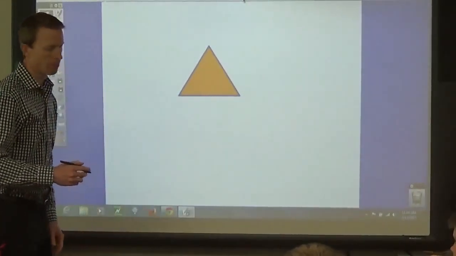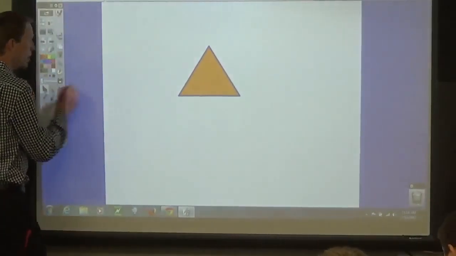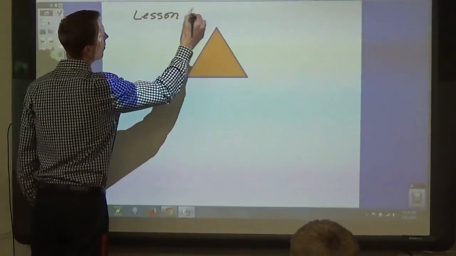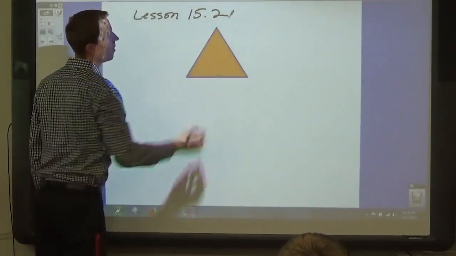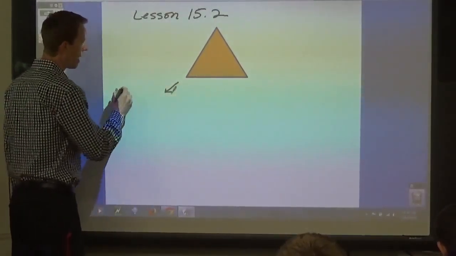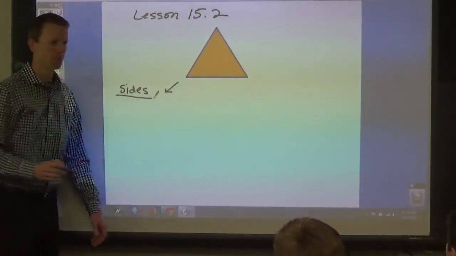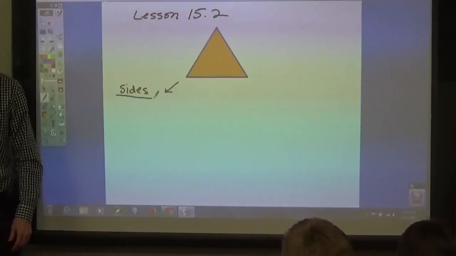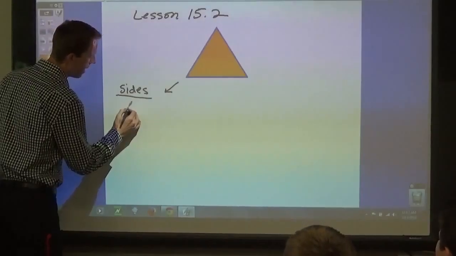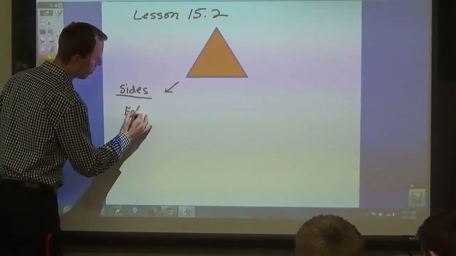Take out your notes and make some notes on this. Alright? First, a triangle. This is lesson 15.2. A triangle can be classified in 2 ways. One, by its sides. Alright? To classify a triangle by its sides, you can classify it as an equilateral.